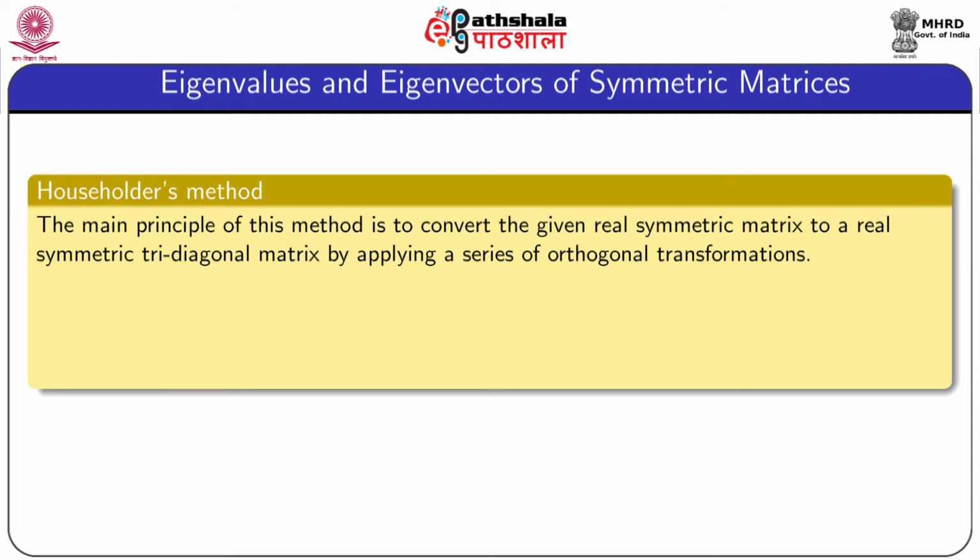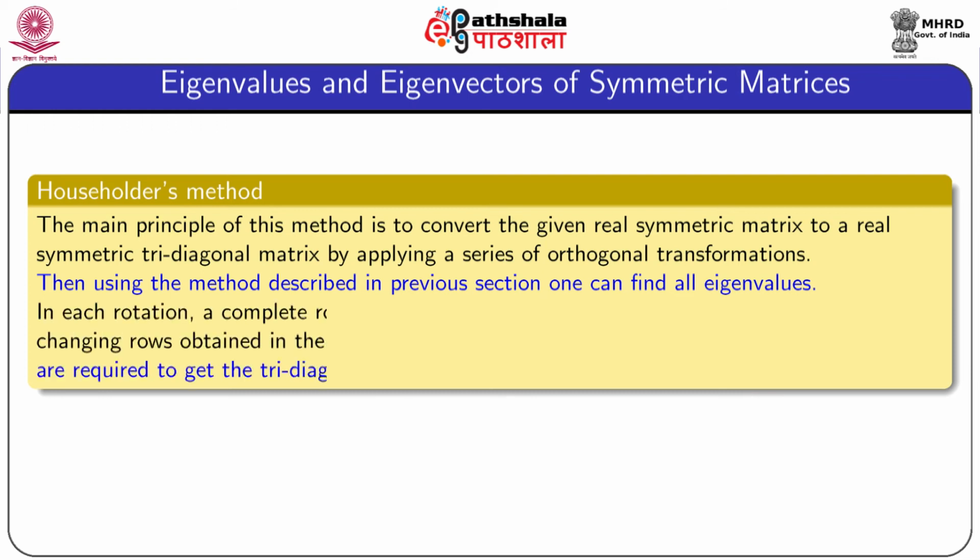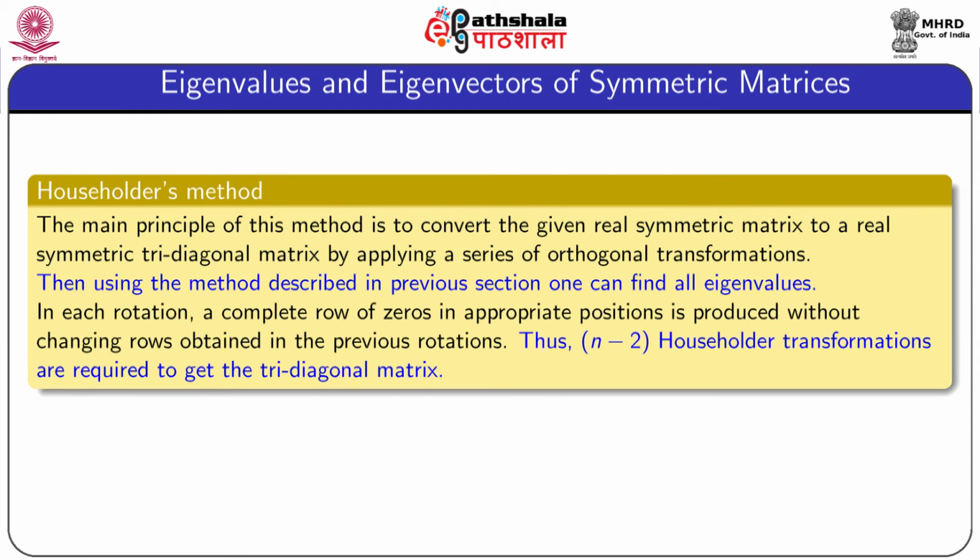Now we explain the Householder method to find the eigenvalues of a real symmetric matrix. The main principle of this method is to convert the given real symmetric matrix to a real symmetric tridiagonal matrix by applying a series of orthogonal transformations like Jacobi's transformation or rotations. Then, using the method described in the previous section, one can find all eigenvalues and corresponding eigenvectors of a real symmetric matrix. In each iteration, a complete row of zeros in appropriate position is produced without changing rows obtained in the previous rotation. Thus, n minus 2 Householder transformations are required to get the tridiagonal matrix.